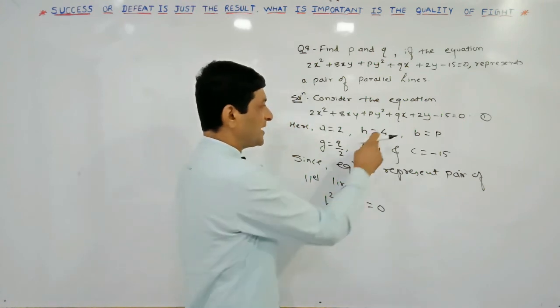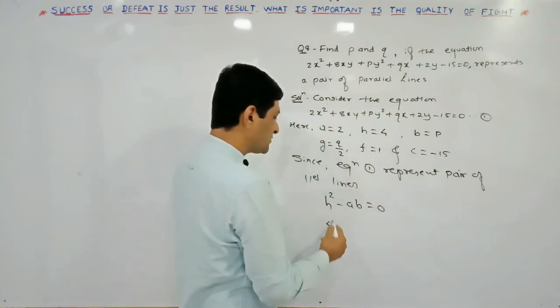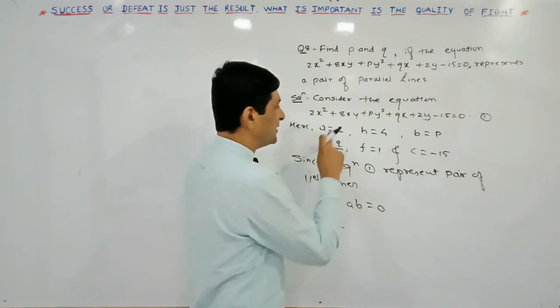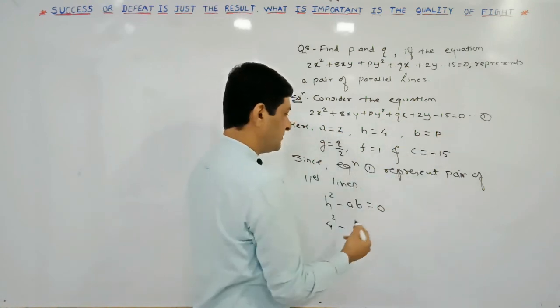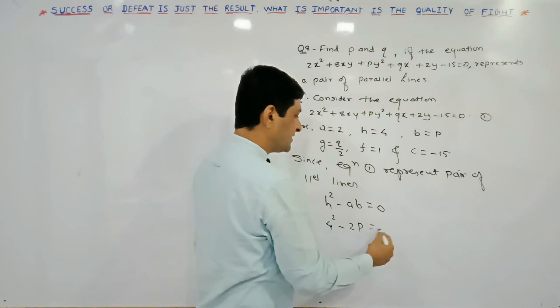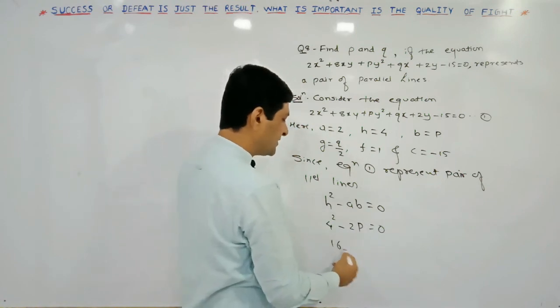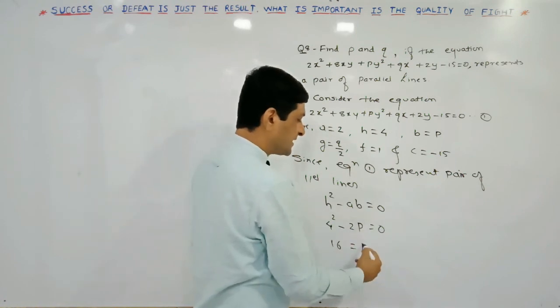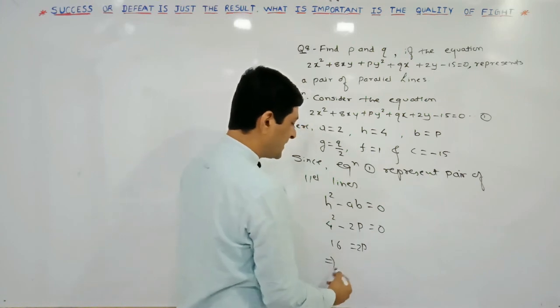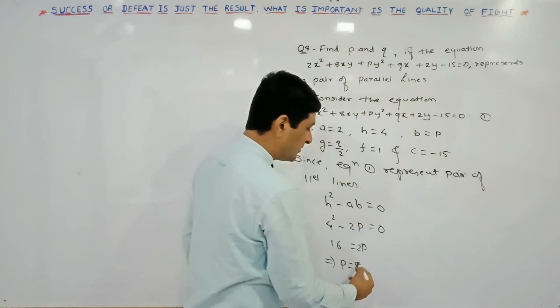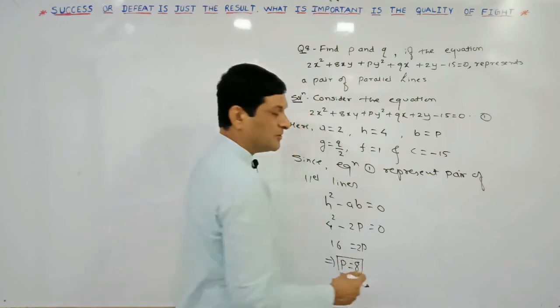Replace h by its value. What is the value of h here? 4. So 4 square minus a into b, means 2 into p, will be 2p, is equal to 0. Keep it as it is. So 16 is equal to, minus 2p on this side will become plus 2p, which implies that p is equal to, 2 will get divided, 16 upon 2 will be equal to 8. In this way we have got the value of p.